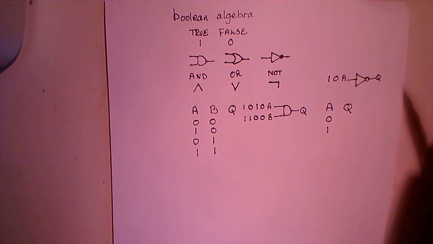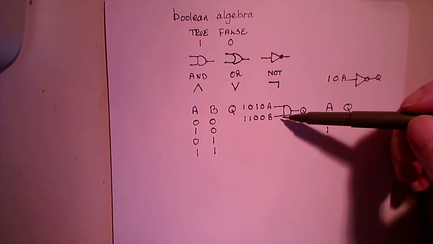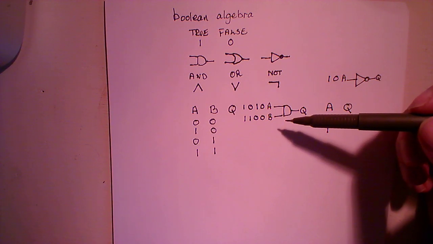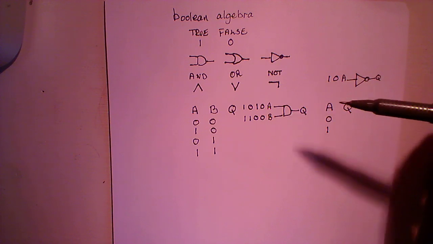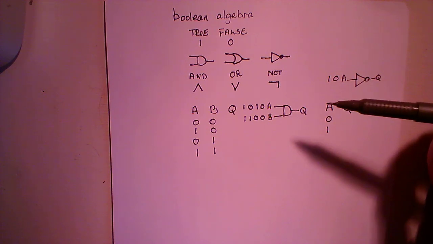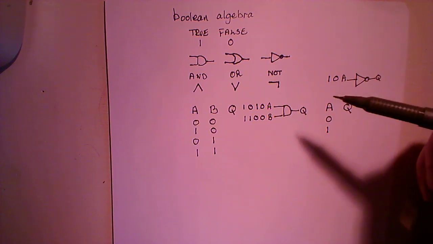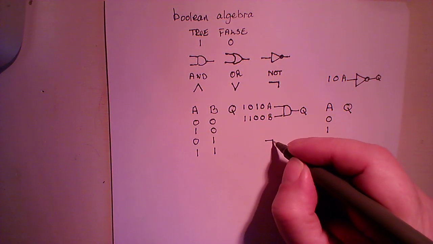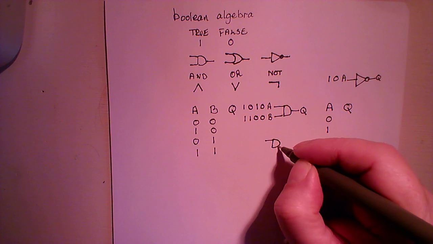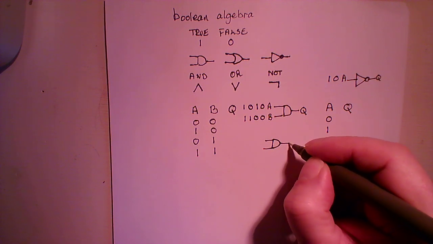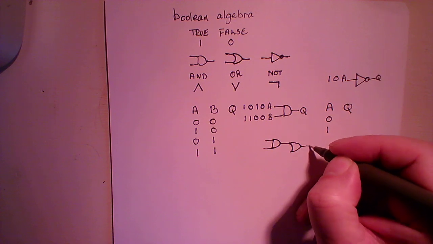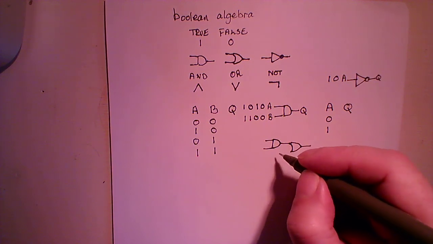Now at GCSE level, I think 2 inputs is about the maximum that they do. But you need to know logic up to 2 levels. And what that means is that you can have diagrams that maybe look like an AND gate, and then the output is an input to an OR gate, and that's counted as 2 levels.